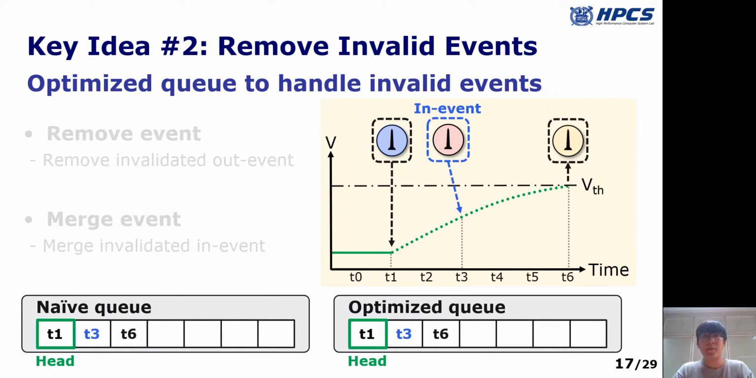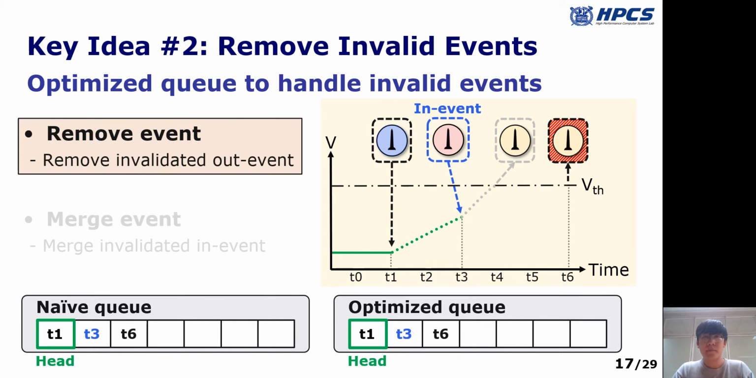Then, upon receiving a new incoming spike, the simulator schedules a new in-event. In this case, we remove the pre-scheduled out-event at T6. The reason is that due to the new in-event scheduled at T3, the simulator will predict the next firing time again at T3. Thus, the previously scheduled out-event at T6 will become outdated, and our optimized queue removes the event.